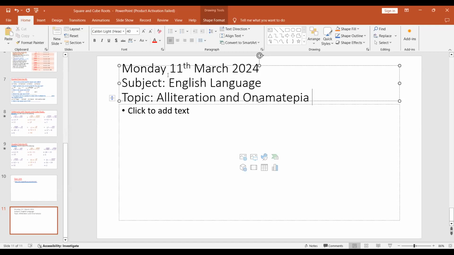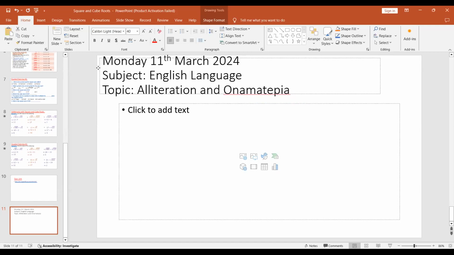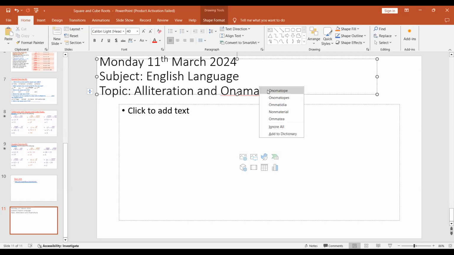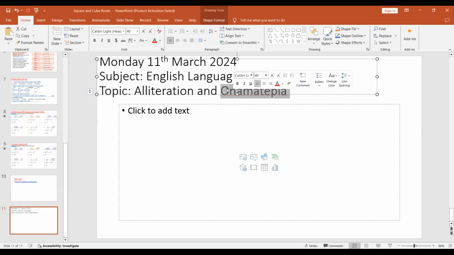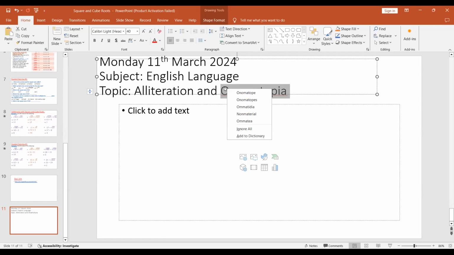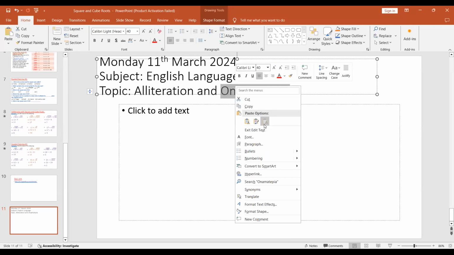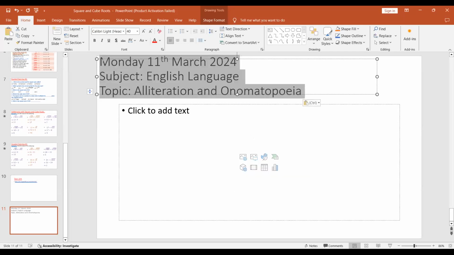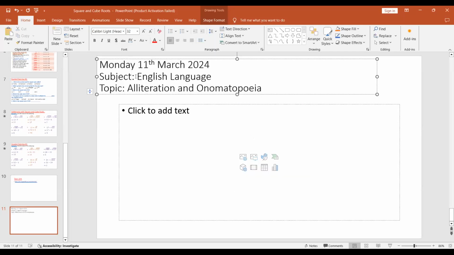Now, when we say alliteration, does anyone know what we mean by alliteration? Alliteration is a form of tongue twisters. Repetition of a letter. Okay. It is the repetition of a letter or a sound. Say it again, Naya. It's the repetition of a letter or a sound. Very good. And what do we mean by onomatopoeia?